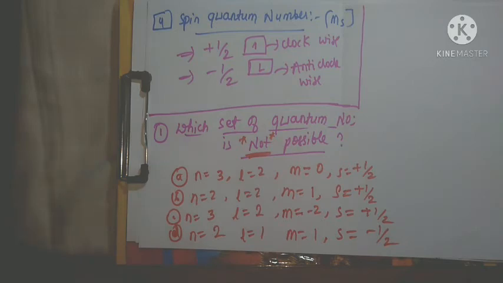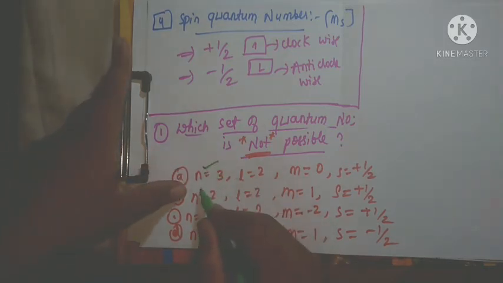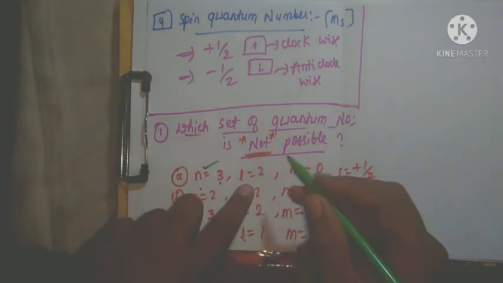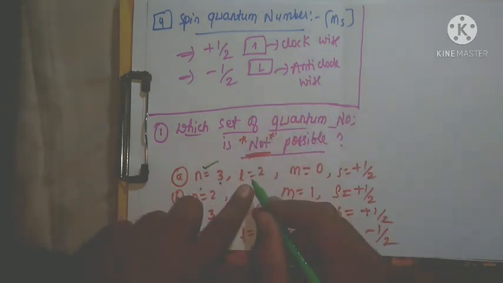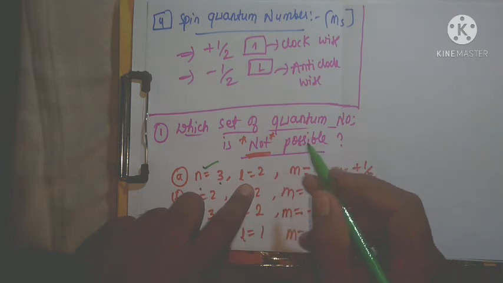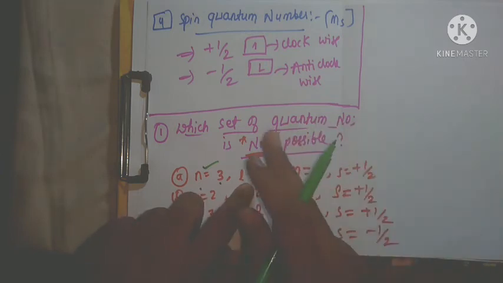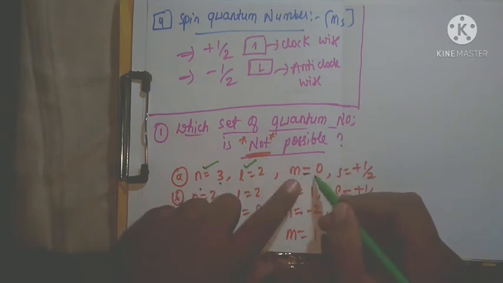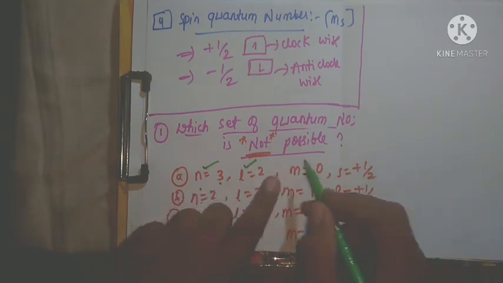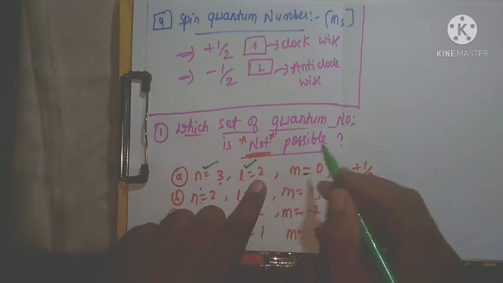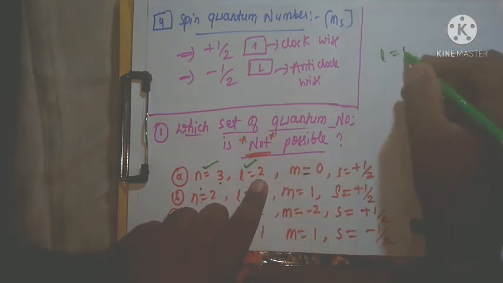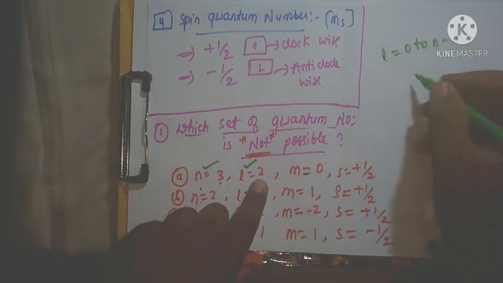Now just think, n value may be 3, correct? Correct only. l value is 0 to n minus 1. Means 0 to 3 minus 1, 0 to 2. 0 is possible, 1 is possible, 2 is also possible. And m is equal to 0. ml is equal to 0. What is the formula? 2l plus 1. Here the l value formula is 0 to n minus 1, and the ml value formula is 2l plus 1.